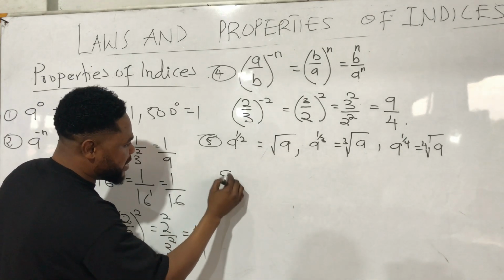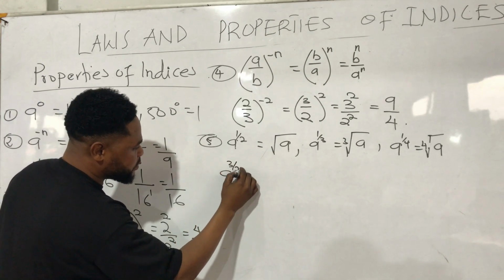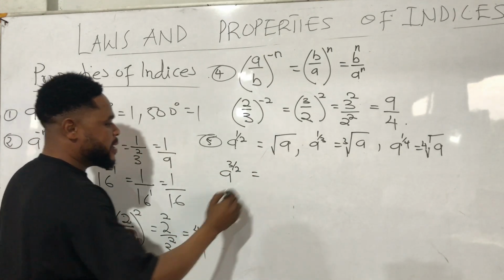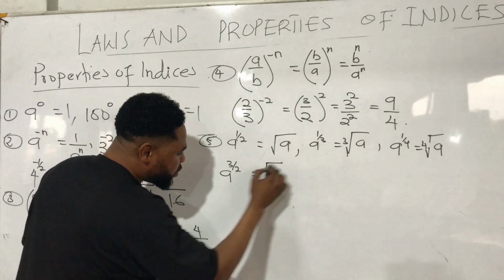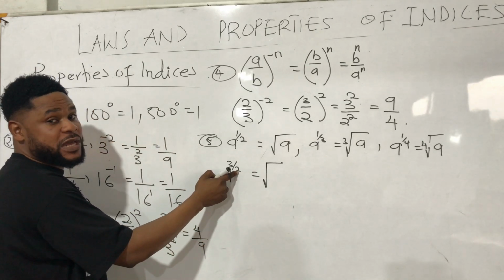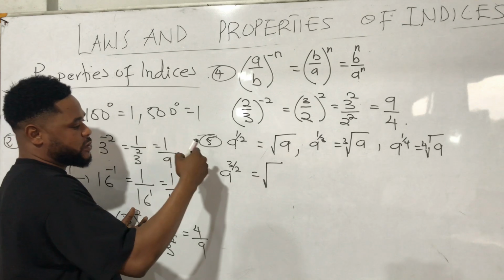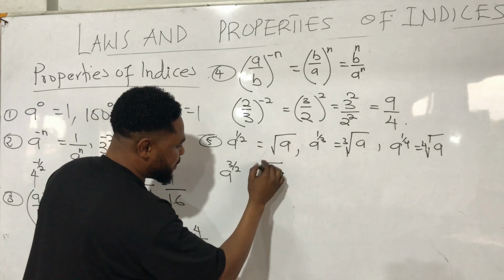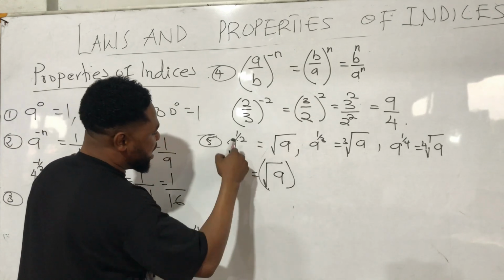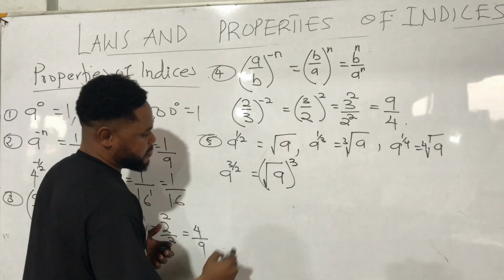Let's say I have a raised to the power 3 over 2. This is the same as square root. We change the 2 here, which is the denominator. If it's 2, you make it square root. So square root of a all raised to the power, our numerator, which is 3.